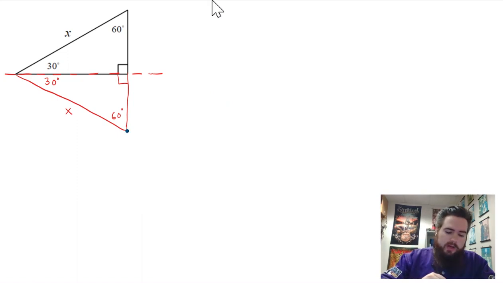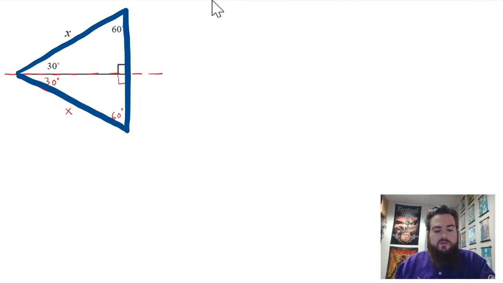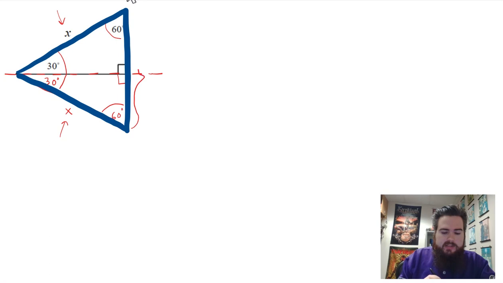If you look at the overall triangle though, on the outside of this triangle here, this is a triangle with three angle measures, 60, 60, and 60. This is a special type of triangle known as an equilateral triangle. An equilateral triangle has three equal angle measures, but also three equal side lengths, meaning that this top side length is x, this bottom side length is x, and also this side length here is also x.